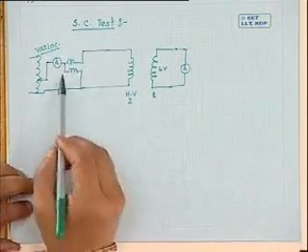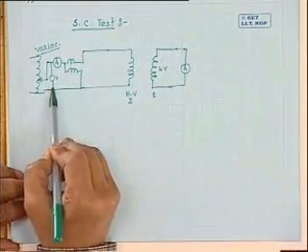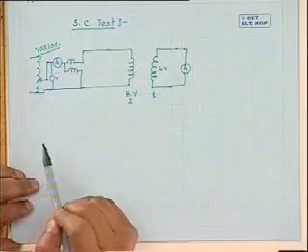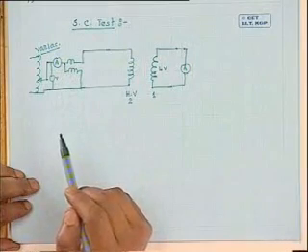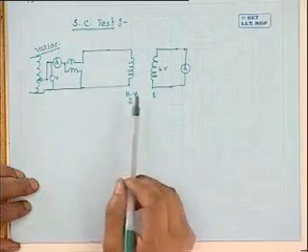Now, what about the ranges of the voltmeter that I should select? This voltmeter, with which I would like to measure how much voltage I am applying, and what will be the pressure coil rating of the wattmeter. These two things are to be known.